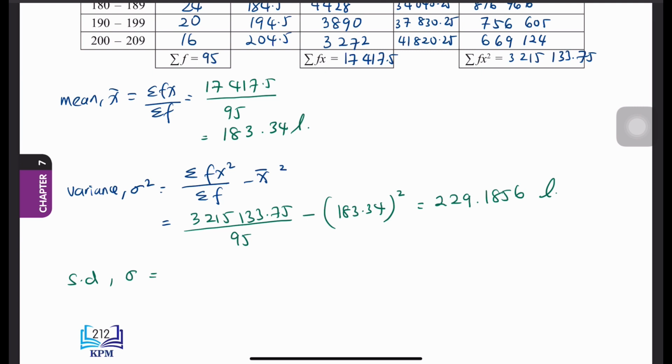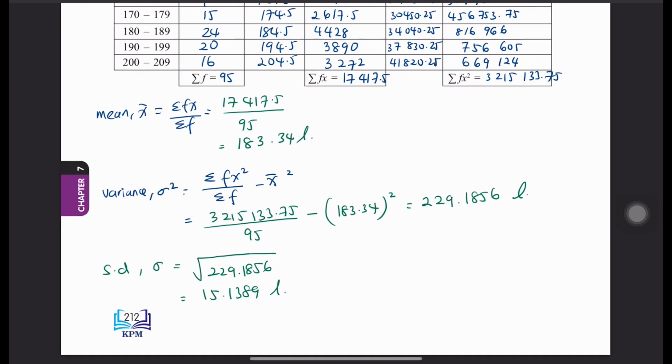Okay, now kita cari standard deviation. Okay, maksud dia kita square rootkan sahaja nilai yang kita dah dapat ni tadi. Okay, so 229.1856 square root kan kita akan dapat 15.1389 liter. Okay, boleh. Ini adalah untuk mean, variance dan standard deviation.